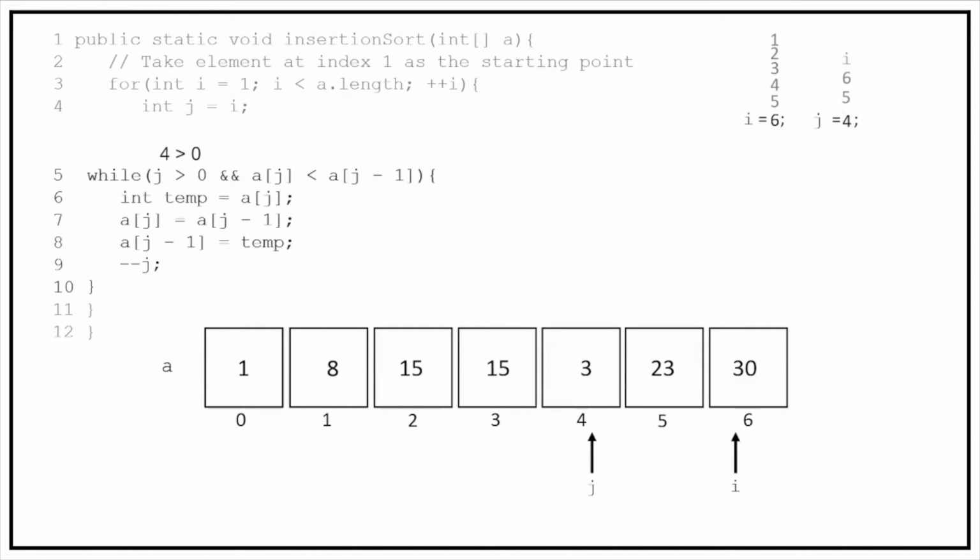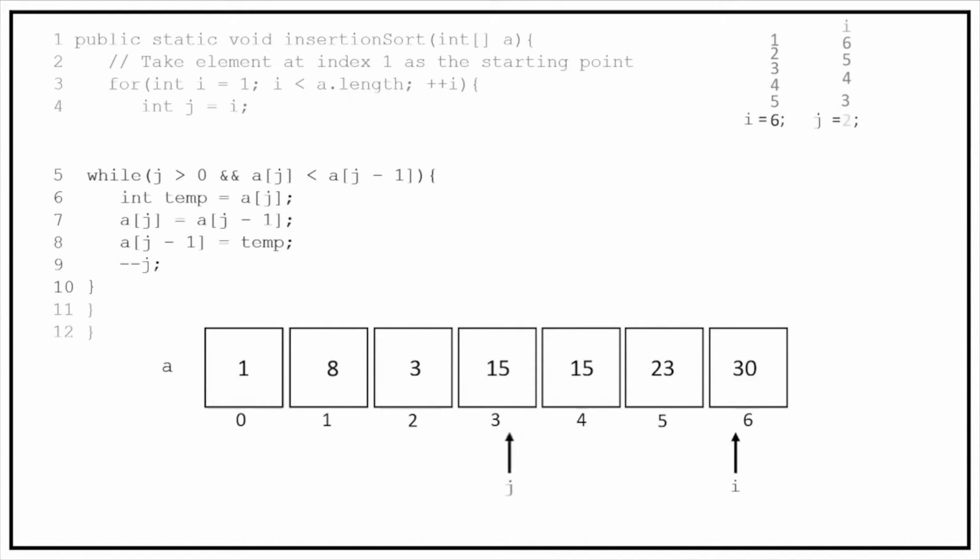again. Is 4 greater than 0? True. And is 3 less than 15? True. They will swap, and J will de-increment. J will be equal to 3, and we now have, is 3 greater than 0? True. And is 3 less than 15? True. This means we swap, de-increment J.